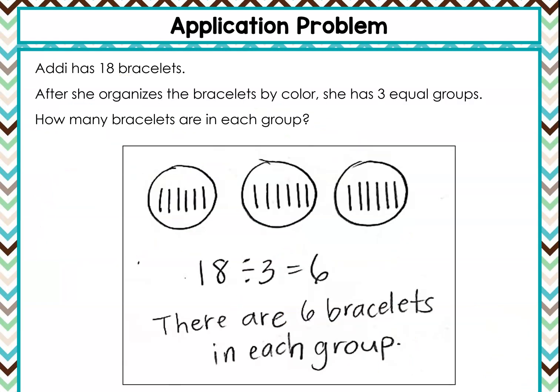On the next page, they essentially did the same thing, but instead of dots, they just did dashes. And this is how they wrote their answer. The problem reads 18 divided by 3 equals 6. There are 6 bracelets in each group. That's how you would answer your question in a complete sentence. Very good job.